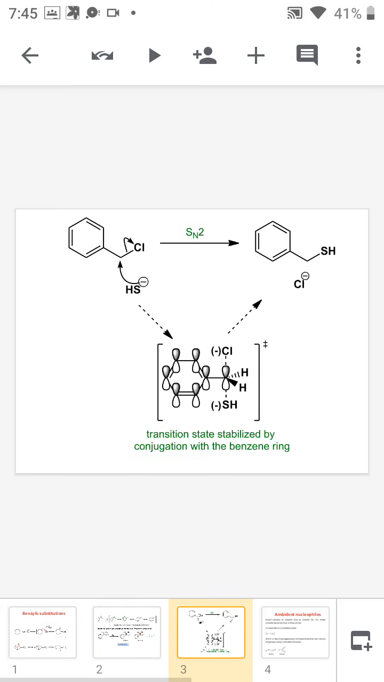Whereas if the same reaction undergoes the SN2 reaction, as we discussed earlier, the SN2 reaction goes through a transition state. See in this example, chlorine is the leaving group and SH minus is the nucleophile. So the nucleophile approaches the benzylic group from the opposite side of the leaving group, and after the liberation of the leaving group we will get the final product, benzylic thiol.